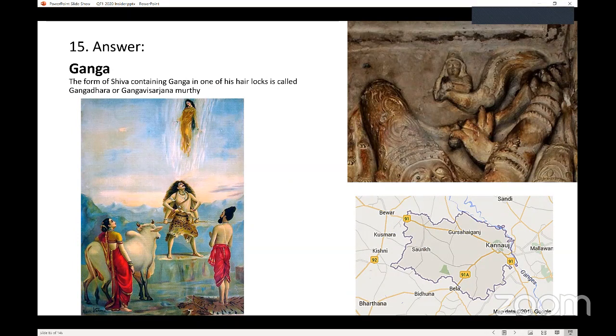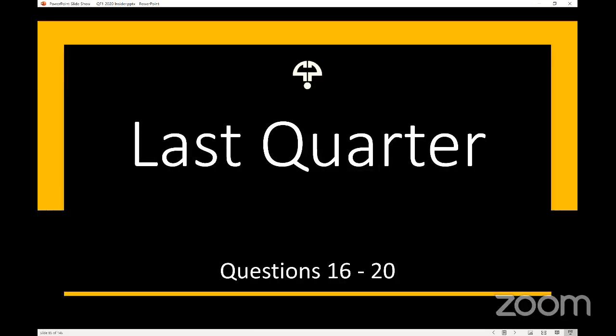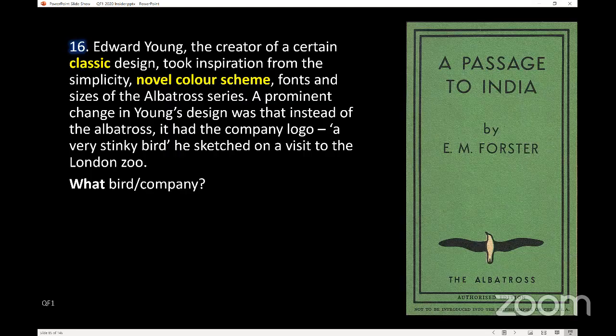So this is Ganga Visarjana Murti or Gangadhara Murti. So Shiva contains Ganga in one of his hair locks. And Kanauj is kind of close to the Ganges. At least the kingdom then was very close to the Ganges. And that is why this sculpture is so popular in Pallava temples. So Ganga, Ganges, and any of those synonyms of Ganga will work. Right, so that's 15 questions and we're three-quarters through. And the last quarter is coming up.